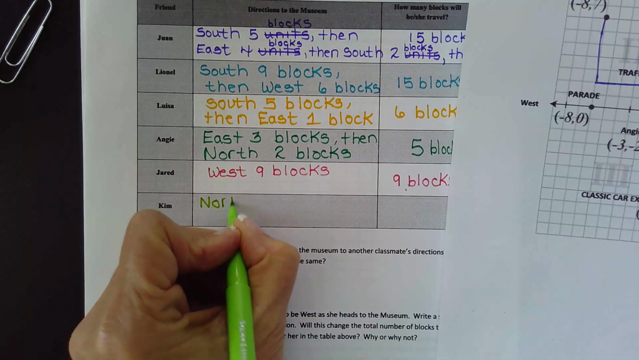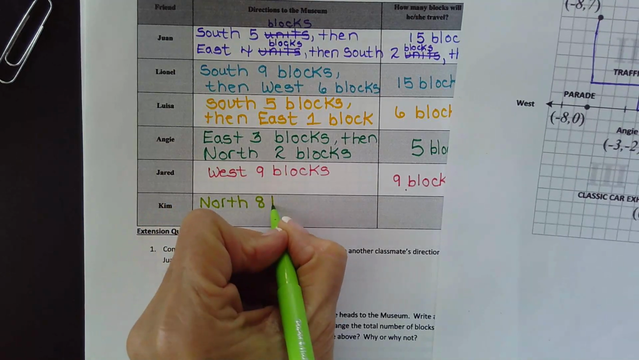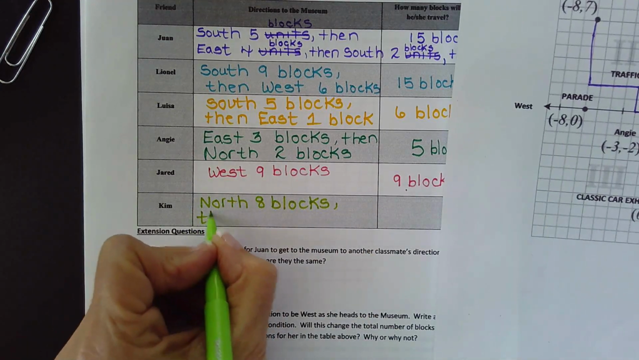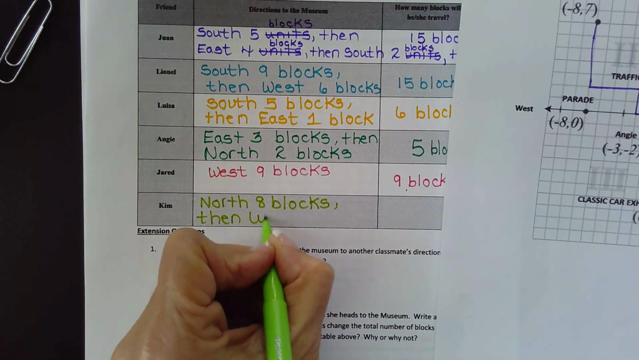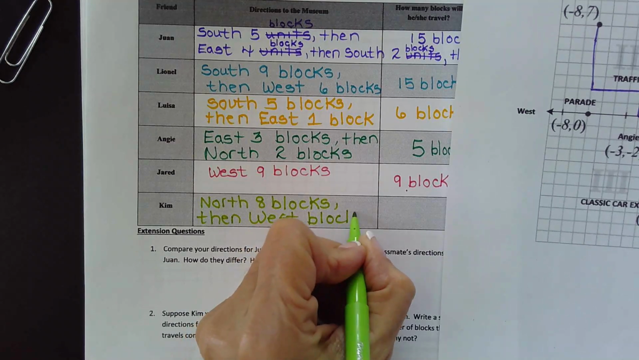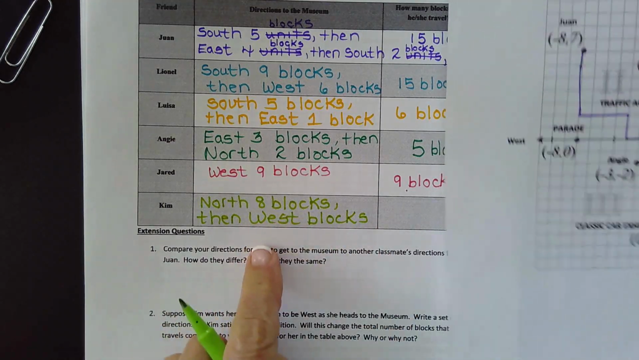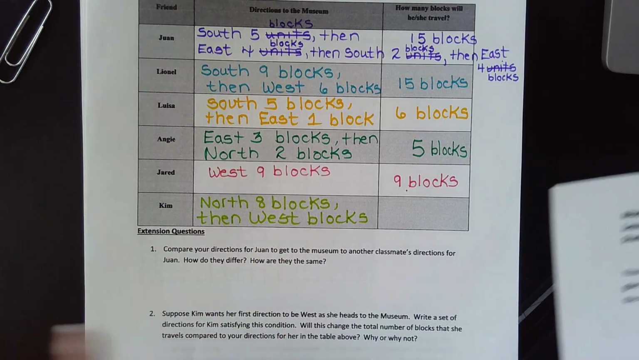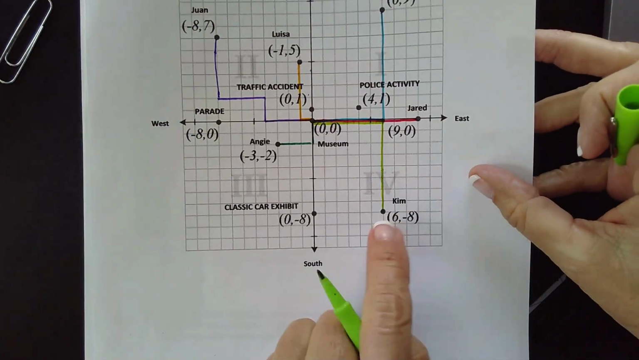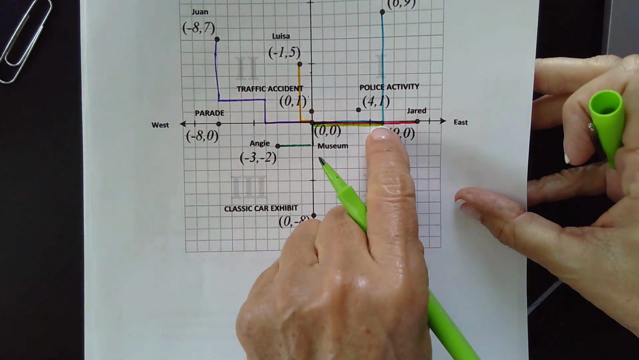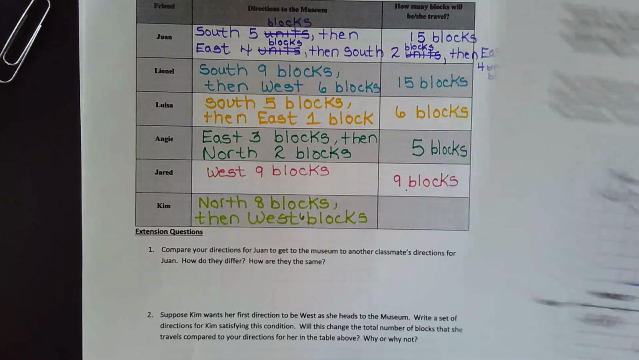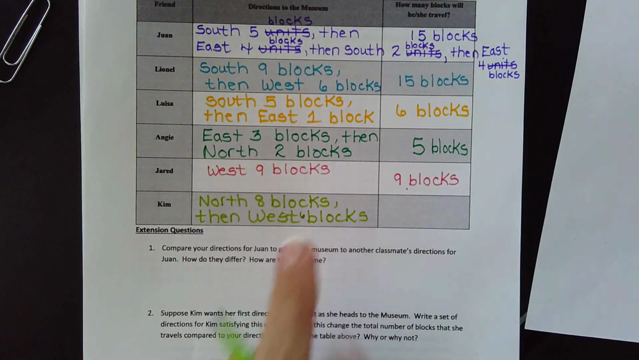North 8 blocks, then west 6 blocks. And like I said, we can all have different answers, but what will be the same for all of them, as long as you haven't gone backwards or gone away from it. Whoops. Kim, I gotta quit talking. So north 8 blocks, west 6 blocks. There we go. And so she went a total of 14 blocks.